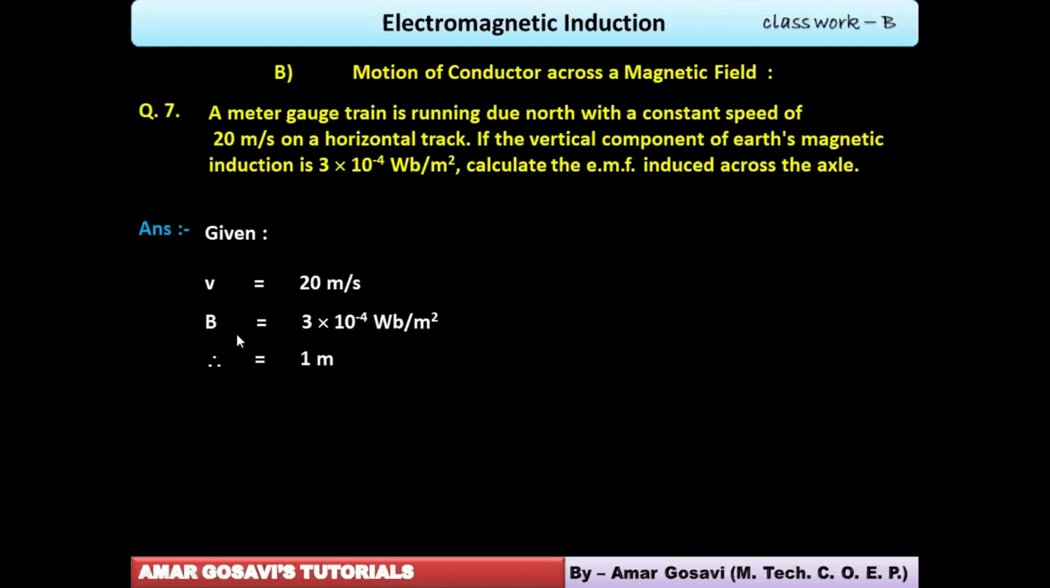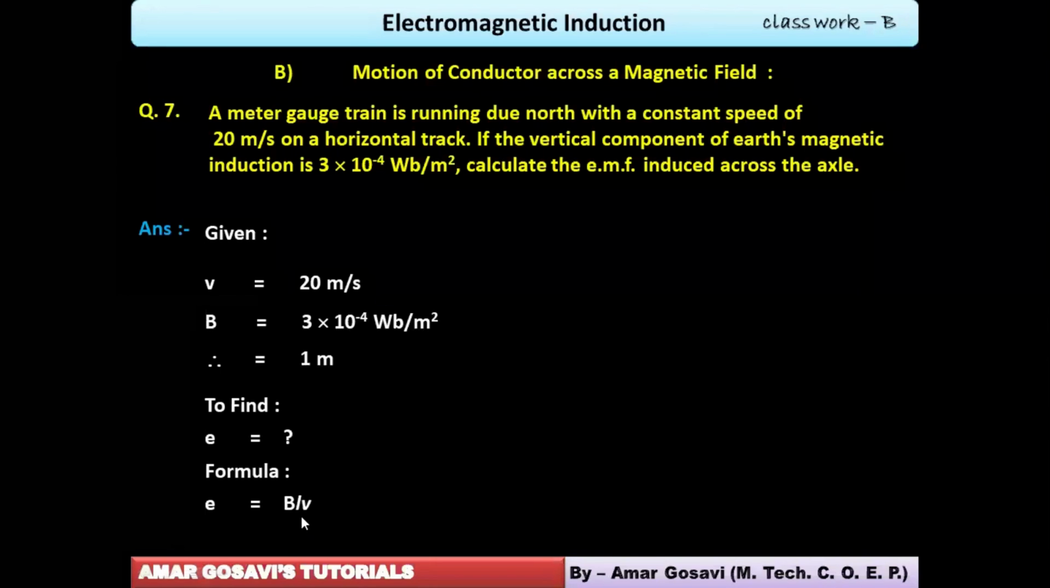Now you know B, you know L, you know V. So can we estimate EMF? Just now we have studied the concept. The concept says E will be equal to BLV. We know the value of B, we know the value of V. The length between the two tracks is 1 meter, that means the length of the axle is 1 meter. So just put the values.